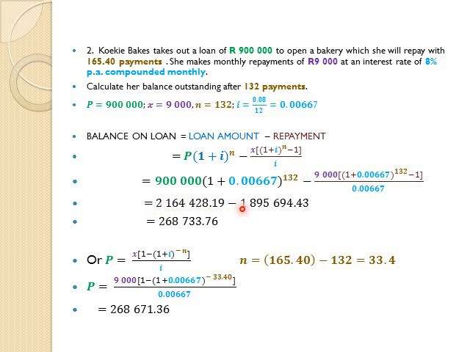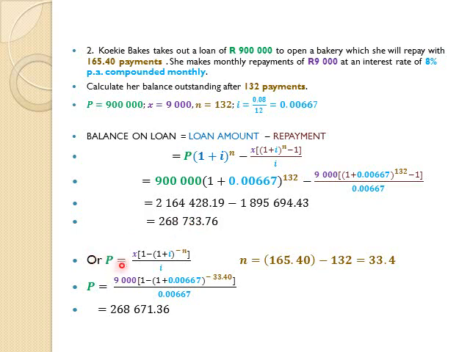So that there, 2,164,428 rand 19 minus 1,895,694 rand 43 cents. So she still owes 268,733 rand 76 cents after 132 payments. Technically, she's paid double what she's loaned, but she still owes us.